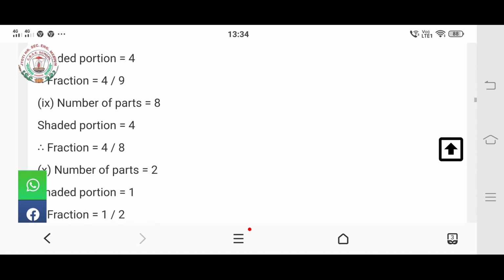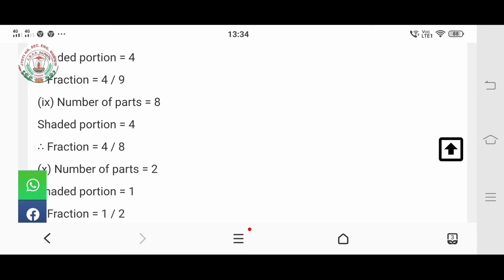Coming to the 9th part now. Here you can see one big flower is there. Out of that, some petals are there. You can see how many petals are here, the total number of petals, or you can say the total number of parts. The total number of parts are 8, and out of that the shaded part is 4. So the fraction is 4 by 8. Here you can also write this in simplest form, but the simplest form is not asked, only the shaded portion fraction is asked. So we are not converting here, only that fraction we are writing and leaving that.